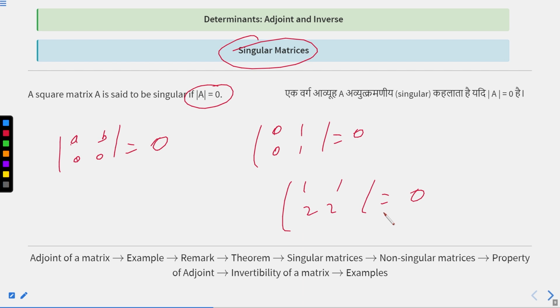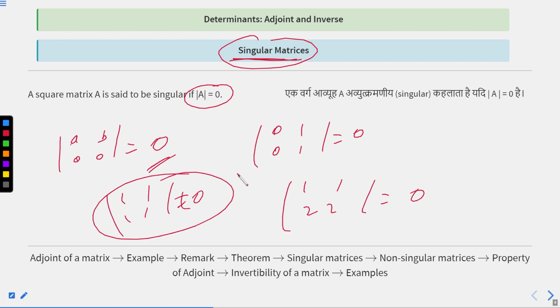I hope that it is clear. So when do we say a matrix is singular? Whenever you have determinant equal to 0. What if the determinant is not 0? Suppose the matrix 1, 1, 1, 1. Here the determinant is not 0, so we will say it is non-singular. You just have to remember what we mean by singular, and the opposite of singular is non-singular.